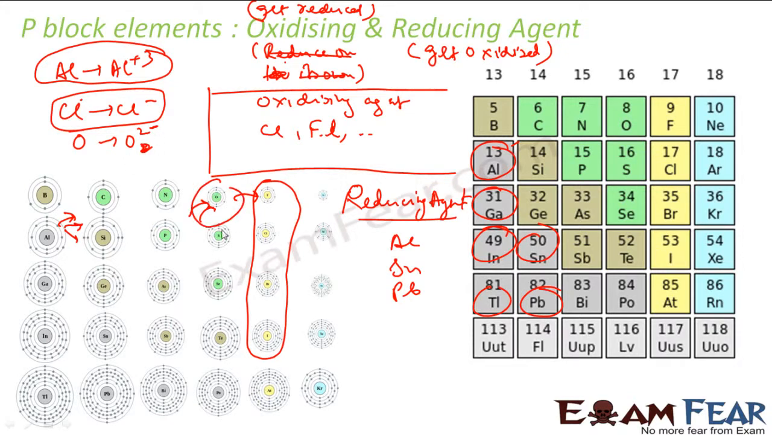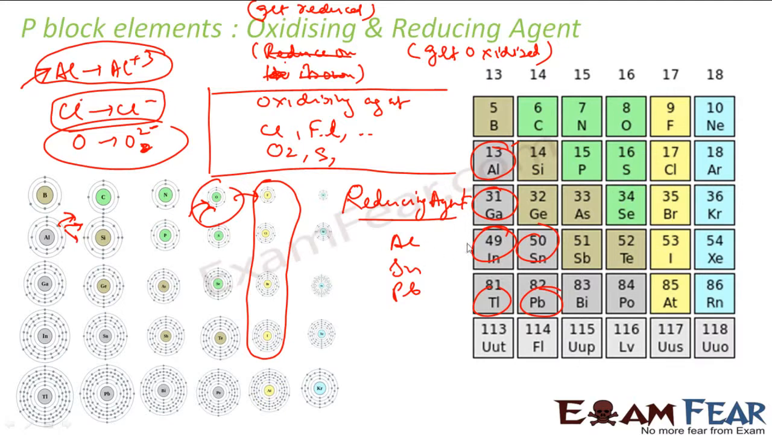So those which have a tendency to gain electrons, that is, to get reduced on their own, are my oxidizing agents. Why? Because they themselves get reduced and oxidize someone else. And those elements which have a tendency to get oxidized on their own are reducing agents. So we have both oxidizing and reducing agents in the P block elements. I hope you understand why they are oxidizing agents, why they are reducing agents, and why we have both in the P block, because we have both metals and non-metals.